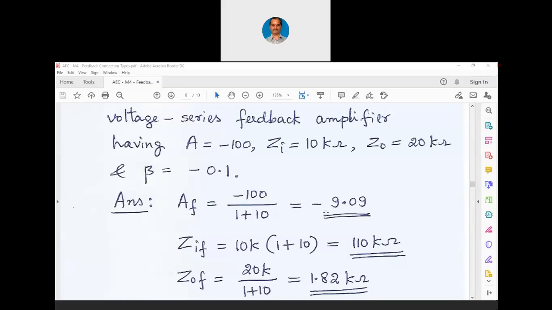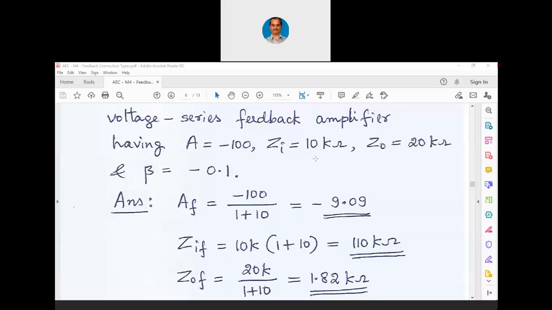That means the gain with feedback is only around 9.09. You can see the open loop gain is 100 times, whereas the closed loop gain is only 9 times. That is, there is a reduction in gain. But we had seen that reduction in gain is maybe one limitation, but we had other 6 advantages out of the negative feedback. Now the input impedance is Zi into 1 plus A beta, that is given as 10 kilo ohms into 1 plus 10 is 110 kilo ohms.